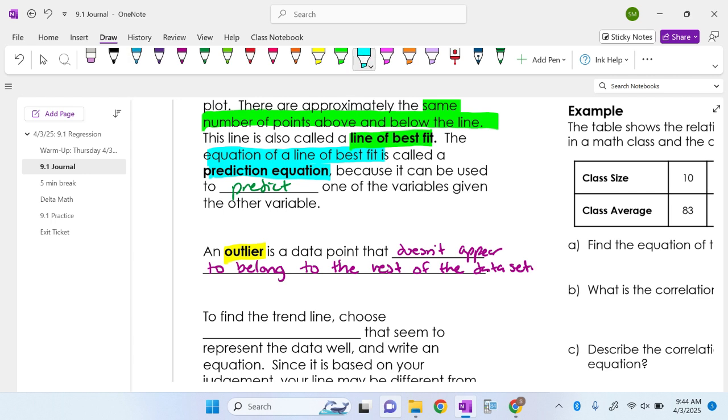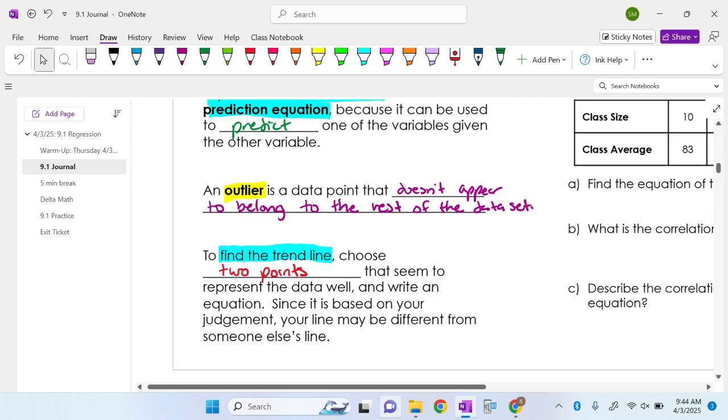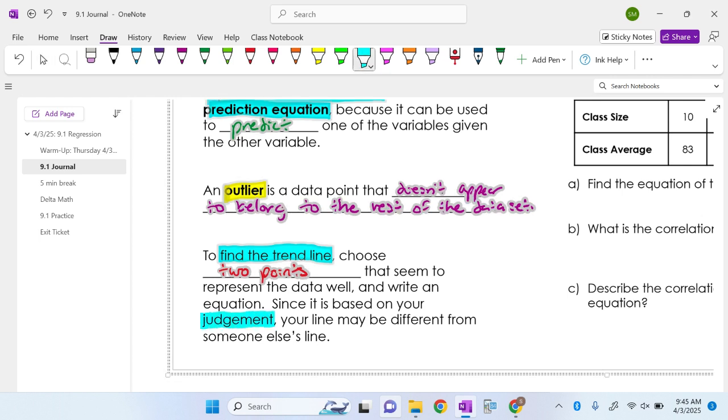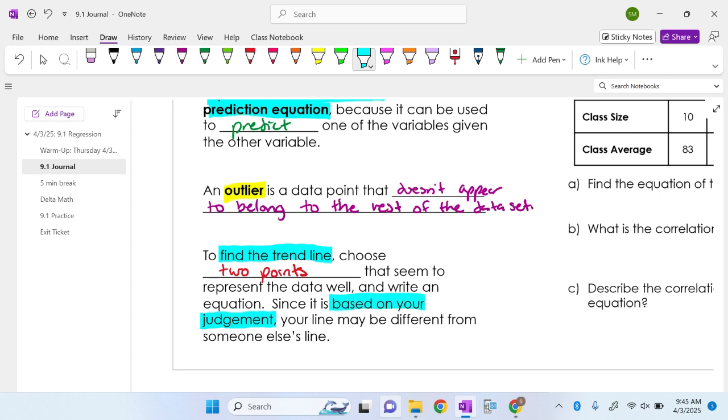Now, to find the trend line. Again, this is the only part that we do by hand, and to be honest, we won't ask you to do this often, but you may be asked this on the EOC. To find the trend line, we're going to use 2 points that seem to represent the data well and write an equation. Typically you want to pick 2 points that are kind of in the middle. Since it's based on your judgment of which points are best, your line may be different from someone else's trend line.